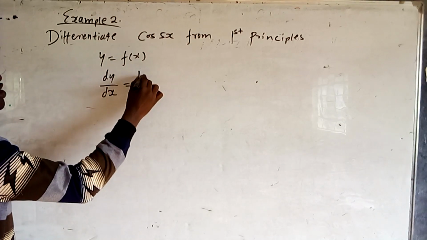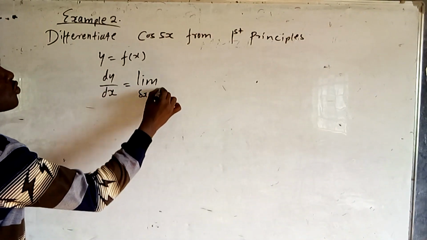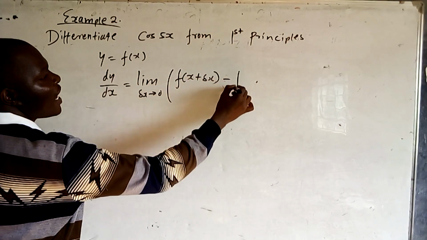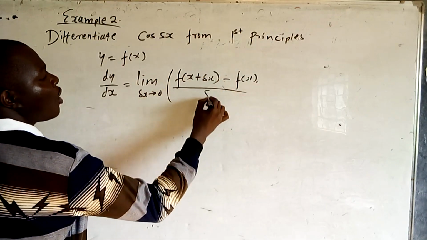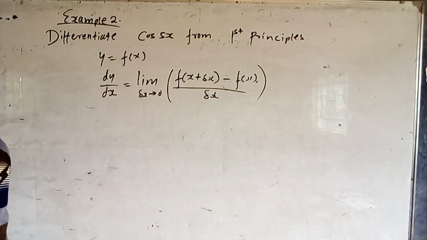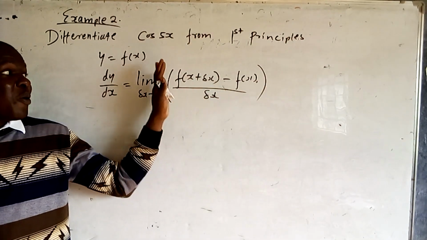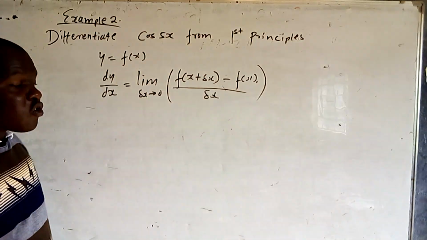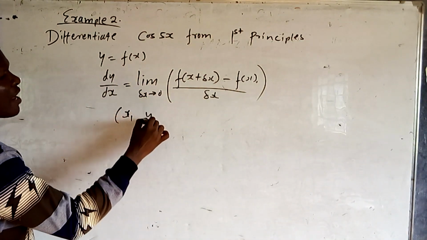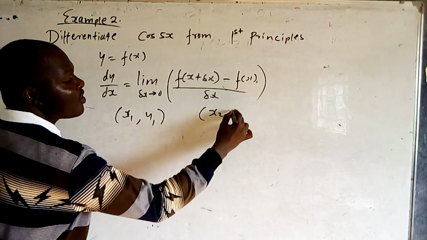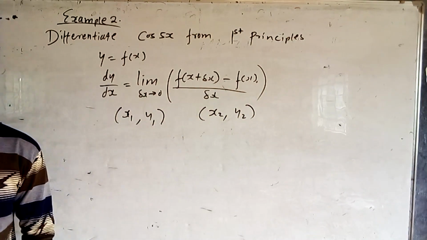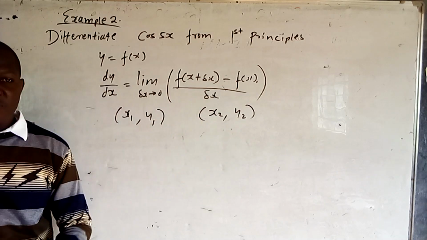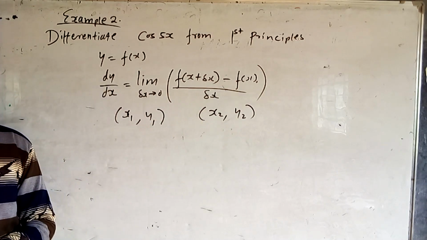It is the limit as change in x tends to 0 of the gradient. So the gradient is f of x plus change in x minus f of x over change in x. For us to determine this limit, we must get the gradient inside the bracket. And for you to get the gradient, you must have 2 points, x1, y1, and another point, x2, y2.